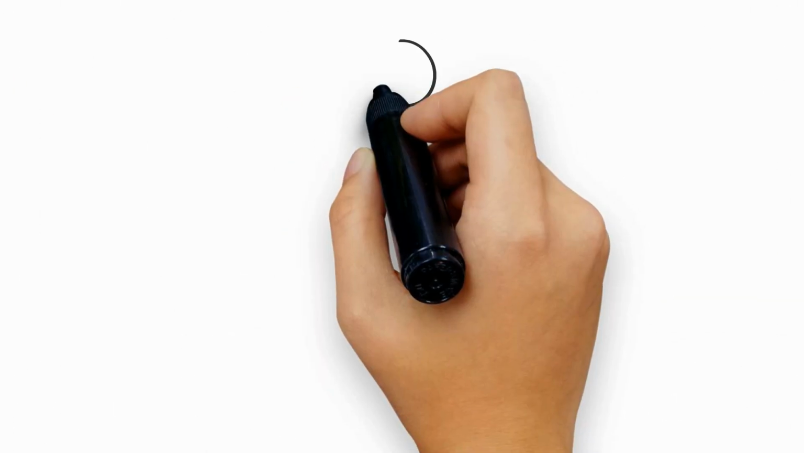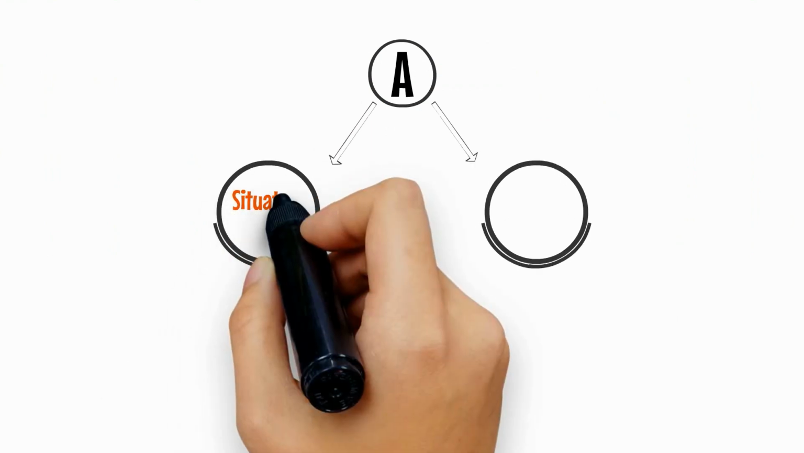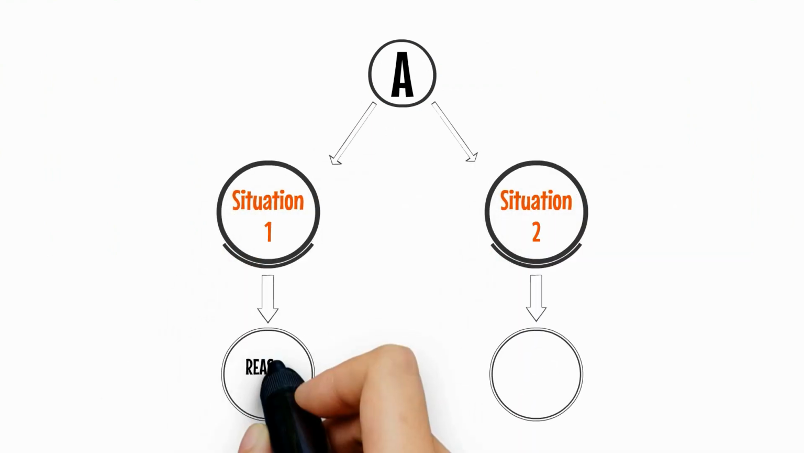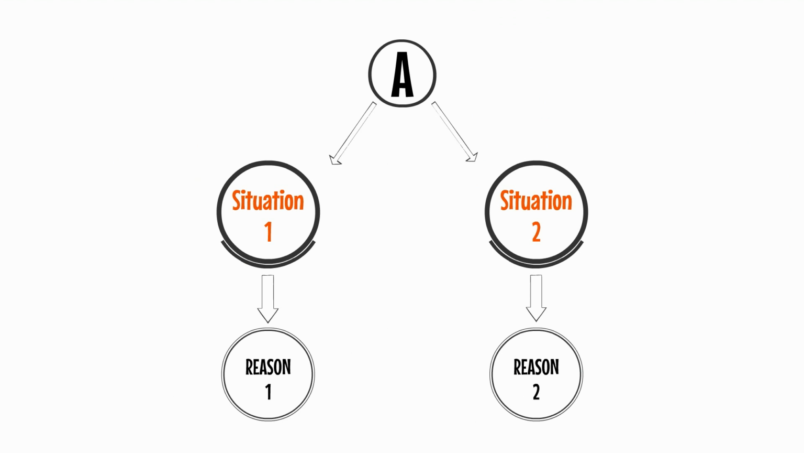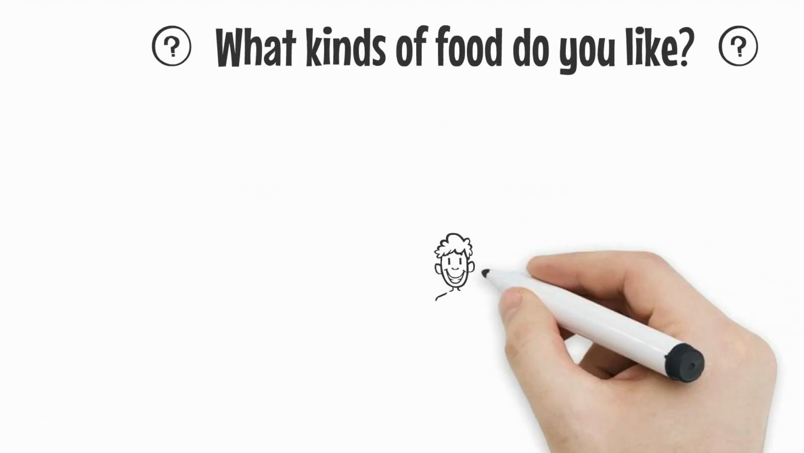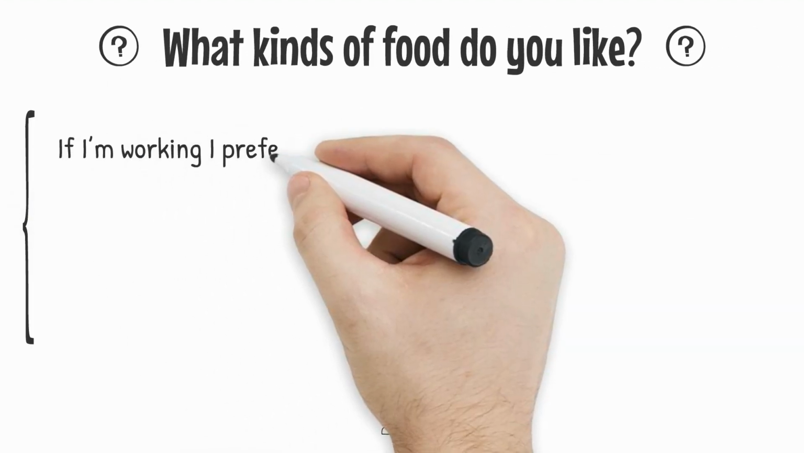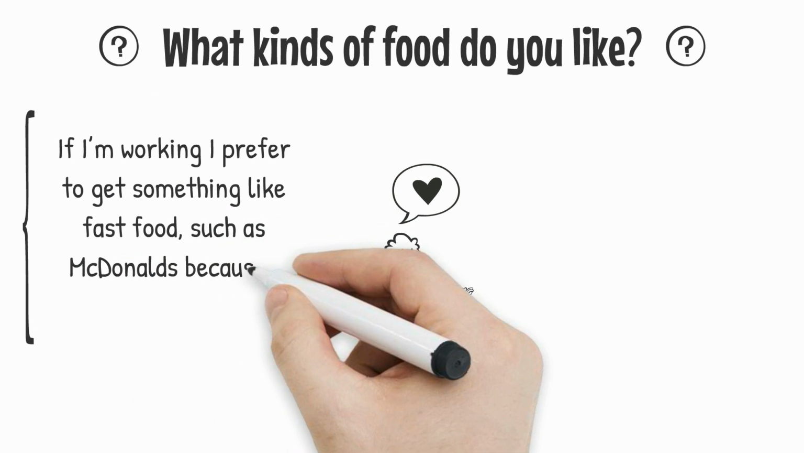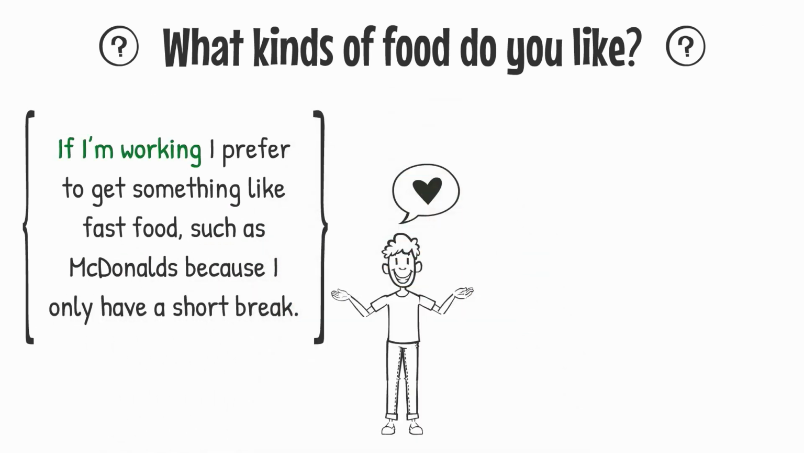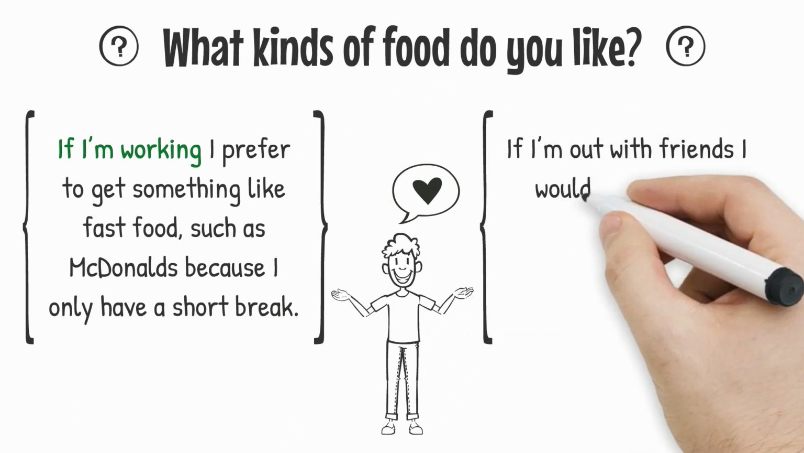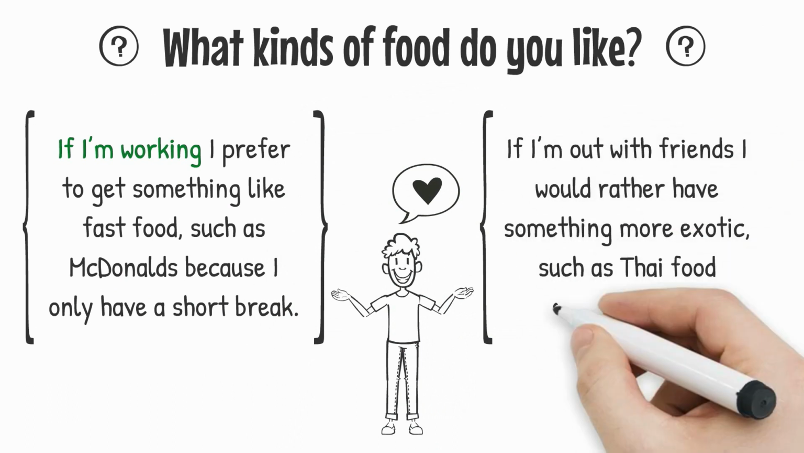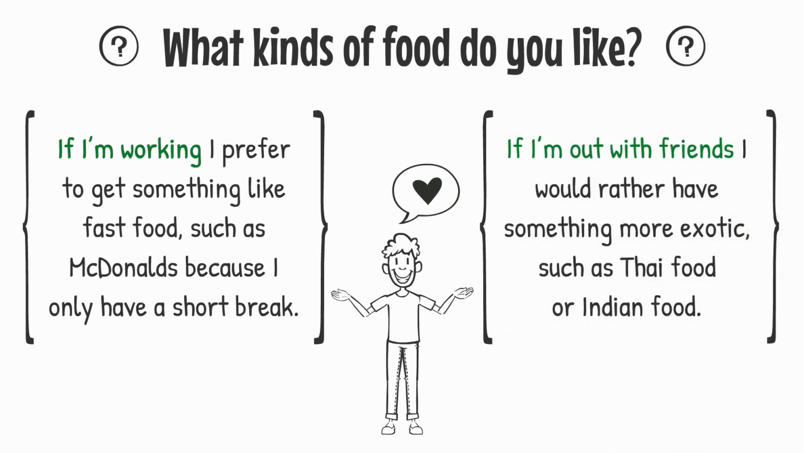This strategy involves giving different reasons for different situations for your answer. This is a very good answer because we're using conditionals, which are complex constructions. Now let's take the same question about food. If I'm working, I'd prefer to get something like fast food, such as McDonald's, because I only have a short break. If I'm out with friends, I'd rather have something more exotic, such as Thai food or Indian food.